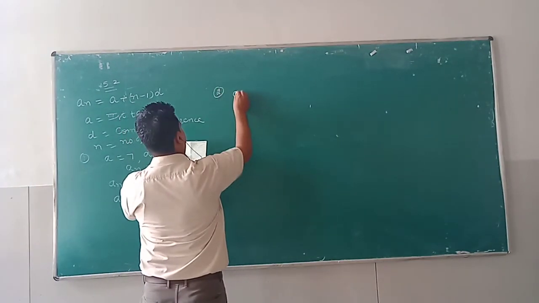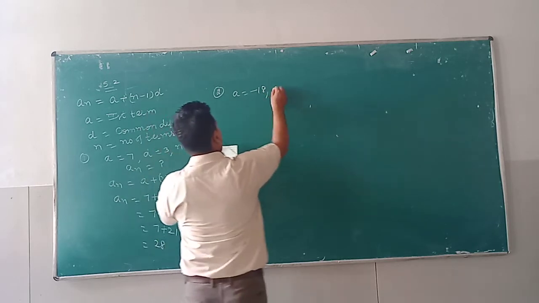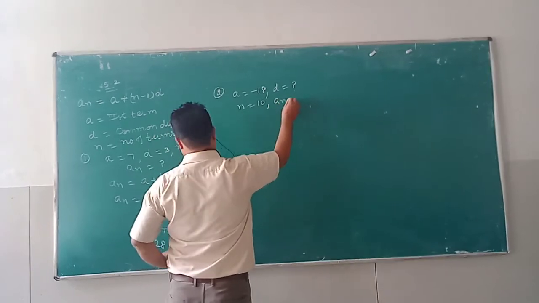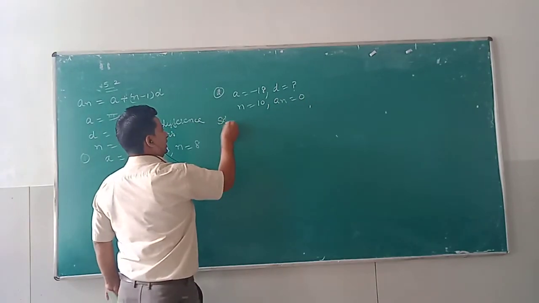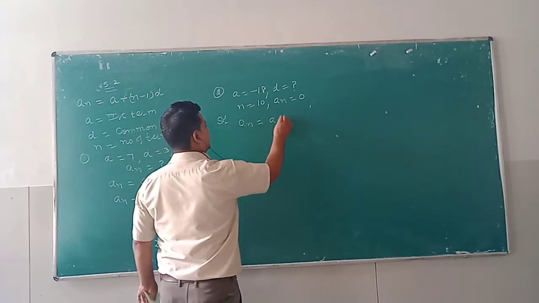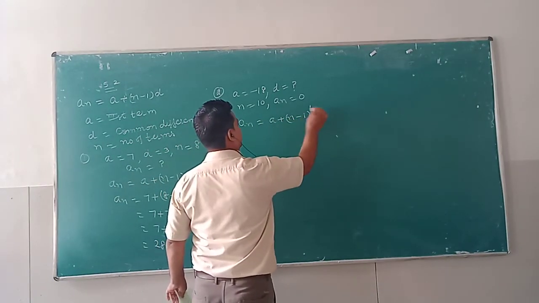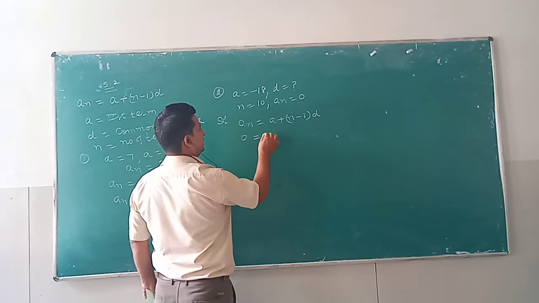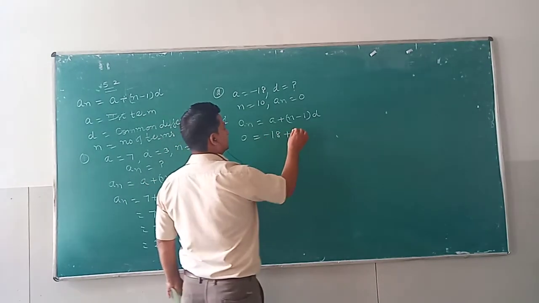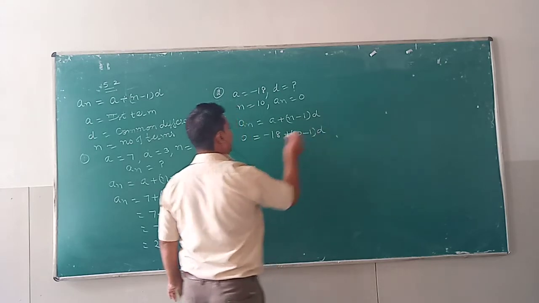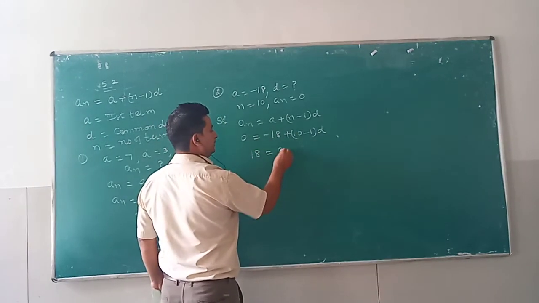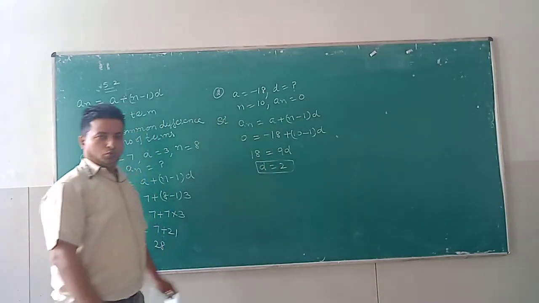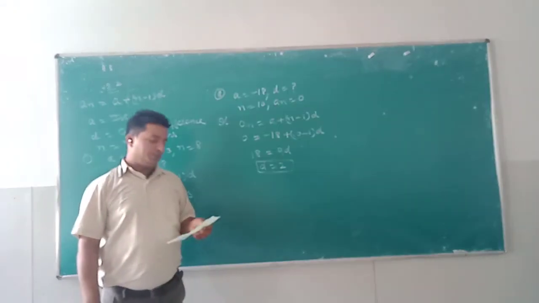In question number 2, a is minus 18, d is to be found, n is equal to 10, an is equal to 0. In this we use the result an is equal to a plus n minus 1 into d. In this question an is 0, a is minus 18, n is 10 and d is to be found. 0 plus 18 is equal to 9d. So d is equal to 18 upon 9 which is equal to 2. So the common difference of this AP is 2.